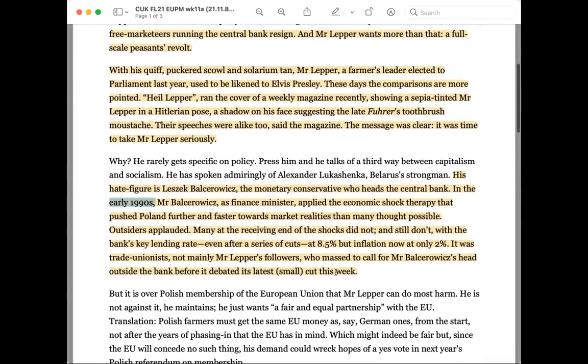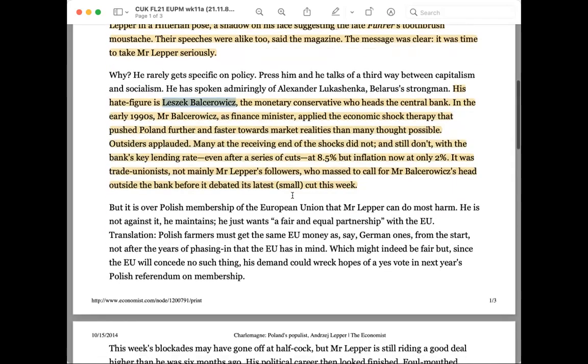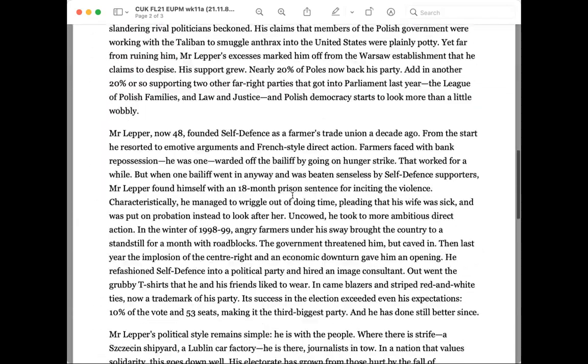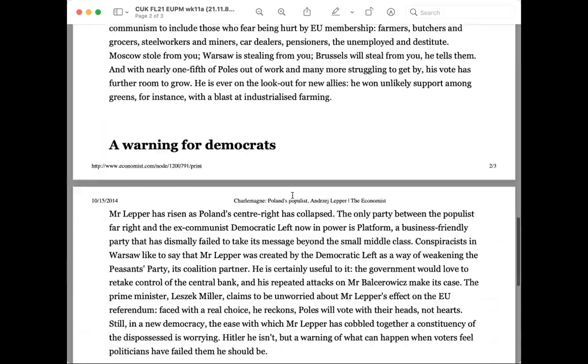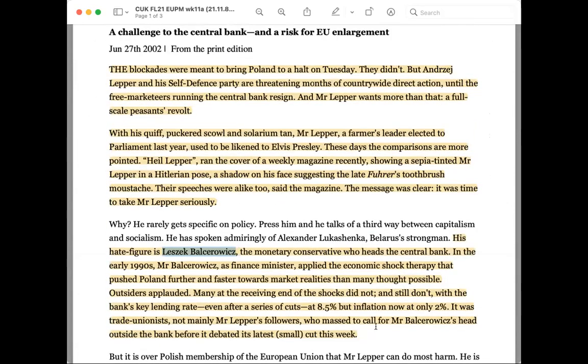And he built an entire movement upon this fear and anxiety, claiming that Leszek Balcerowicz, who gets the credit for the economic reform program after communism, was threatening to destroy the Polish farmers, and that Andrzej Lepper would defend them. And this is, of course, before Poland would join the European Union in 2004.